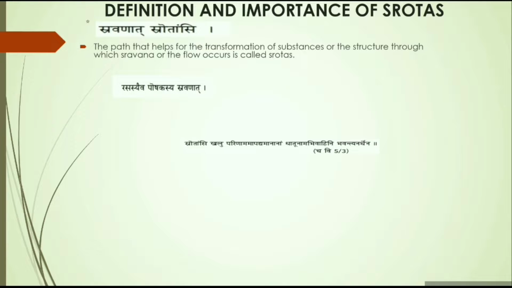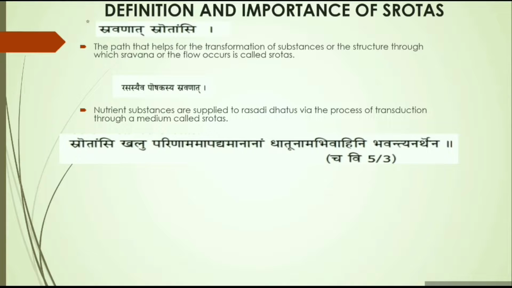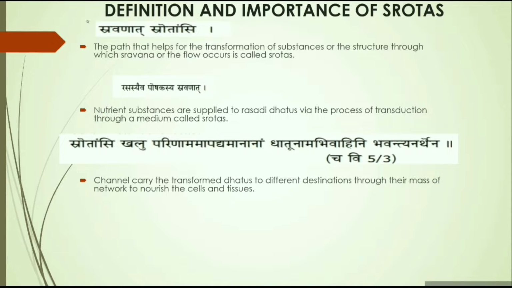Shravanat Shrotamsi. The path that helps for the transformation of substances, or the structure through which Shravana or flow occurs, is called Shrotas. Rasaseva Poshakasya Shravanat. Nutrient substances are supplied to Rasadi Dhatus through the process of transduction through a medium called Shrotas. श्रोतांसि खलु परिणामपद्यमानानां धातूनां अभिवाहिनी भवत्यानार्धेन. Channels carry the transformed dhatus to different destinations through their network to nourish the cells and tissues.